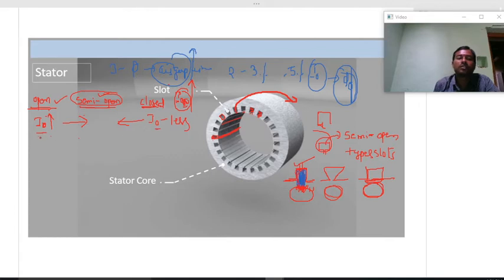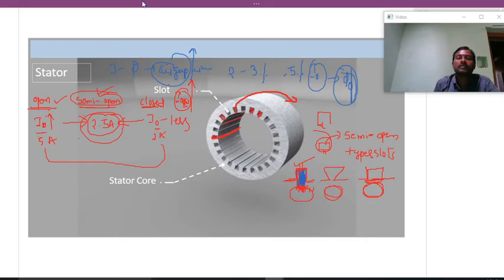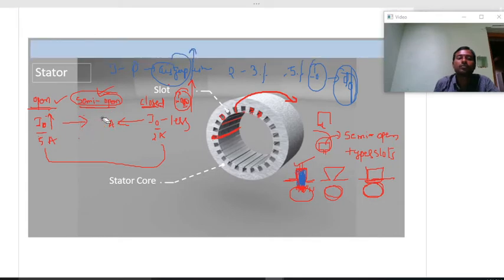For example, this is 5 amps and this must be less, 2 amps, so the no load current must be between 5 and 2. Let us take 2.5 amps. So if you use semi open type slots, these are the advantages. The no load current will be moderate. Next, I will explain another major difference between these two.